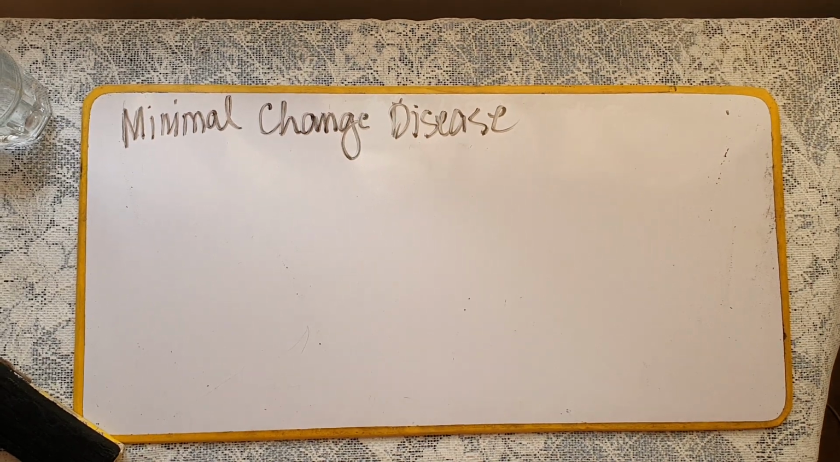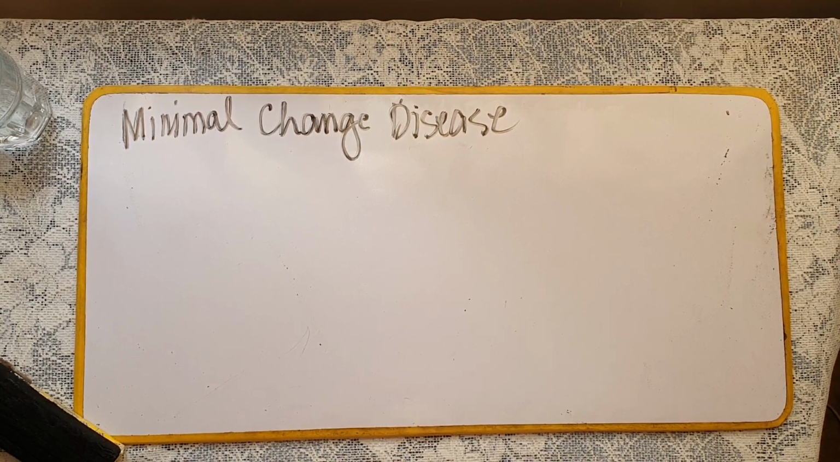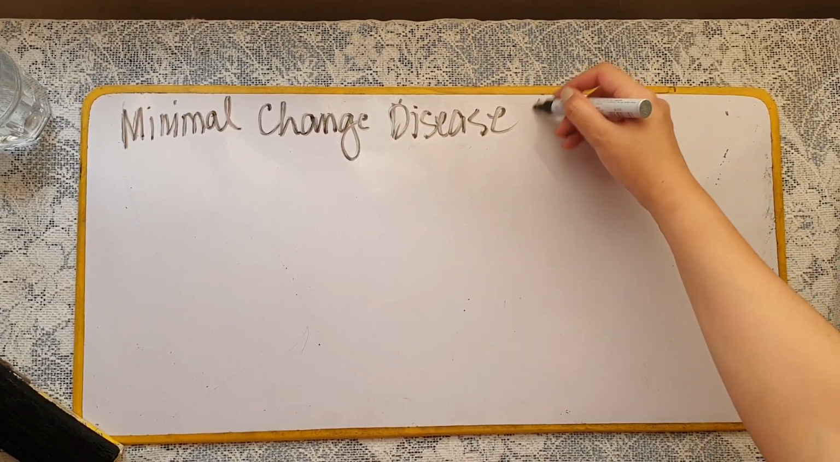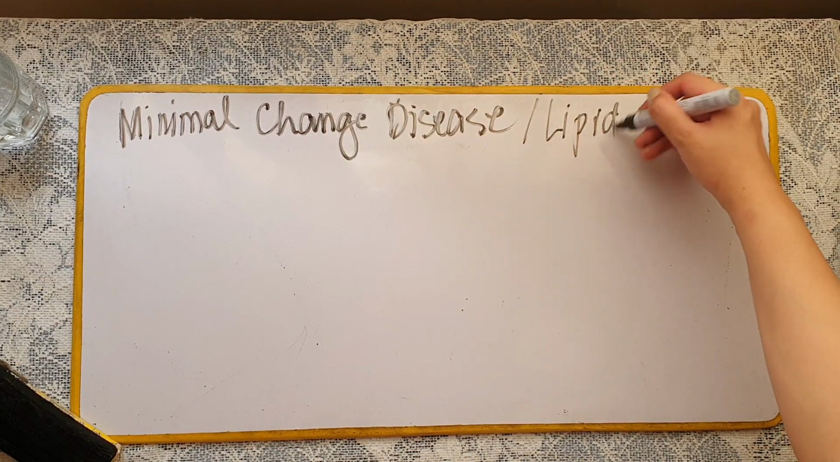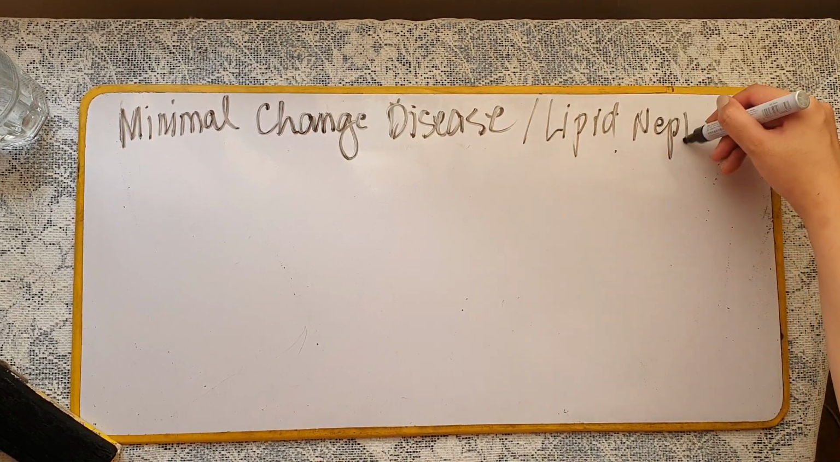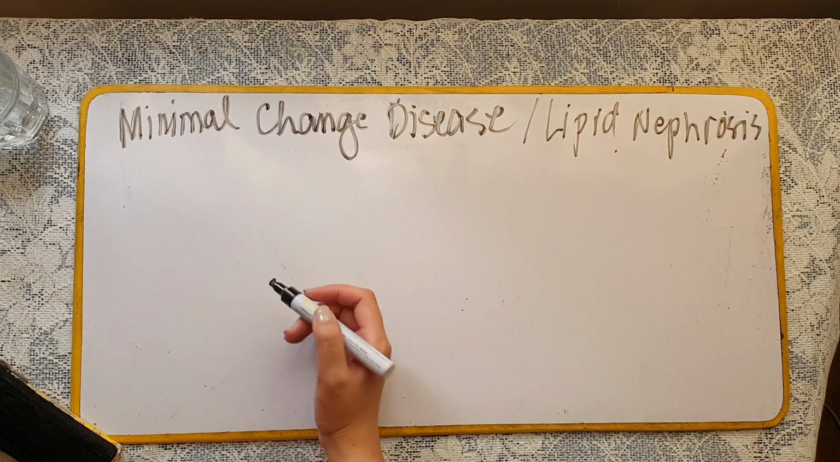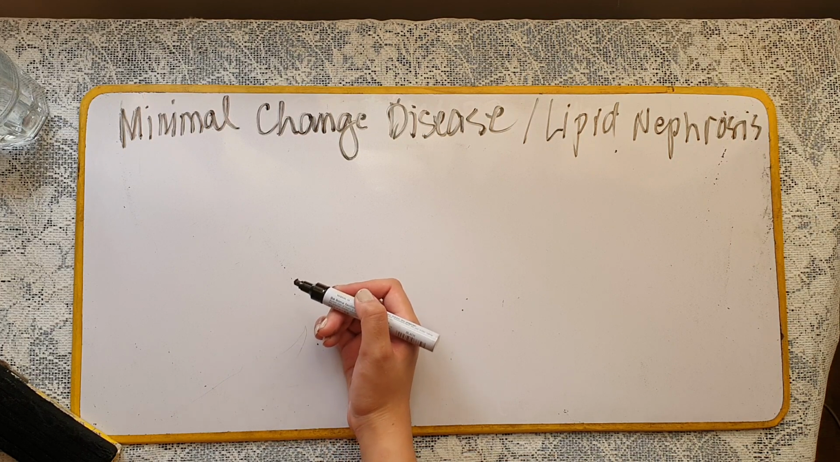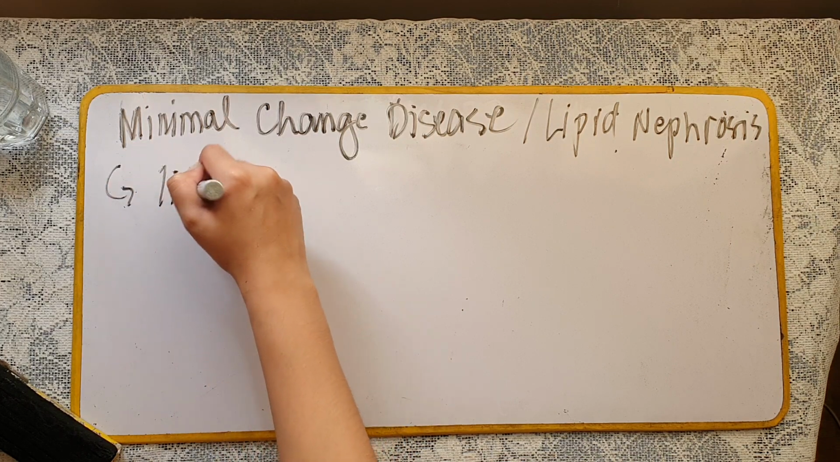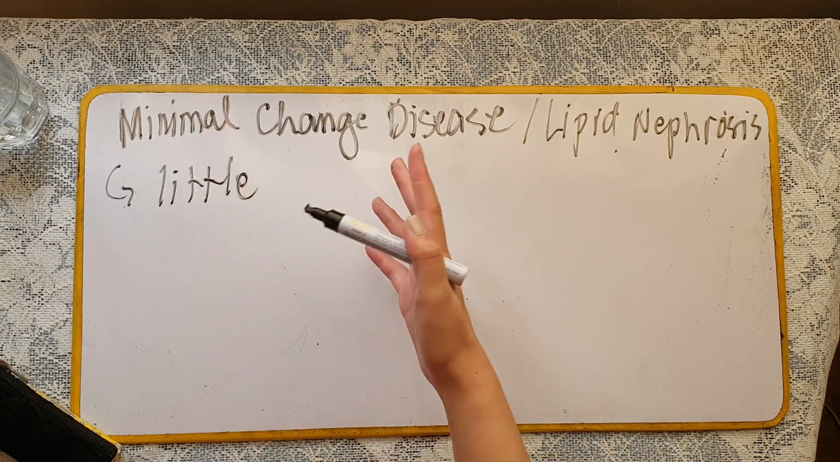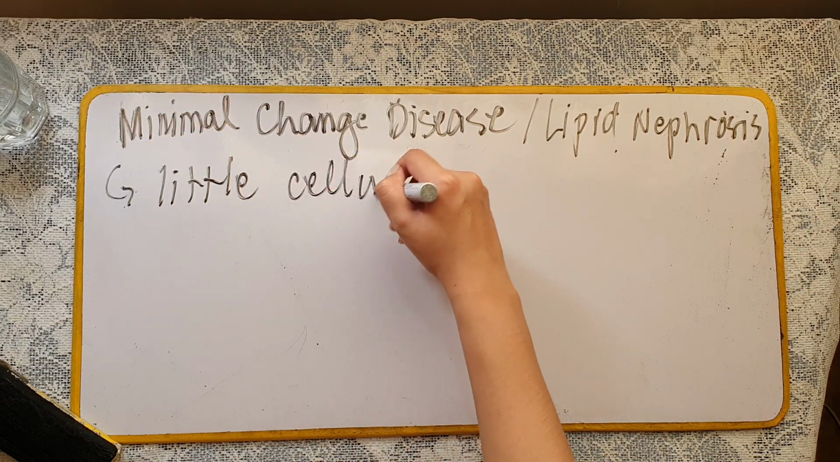Then next, we have minimal change disease, also known as lipid nephrosis. Minimal change disease, as the name implies, produces little or minimal cellular change in the glomerulus.